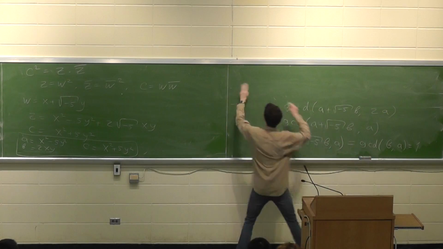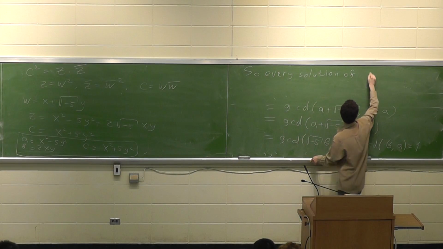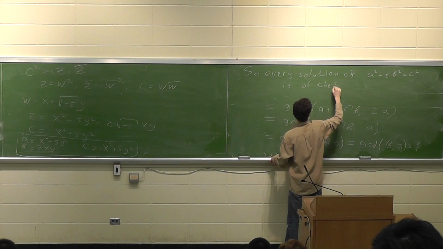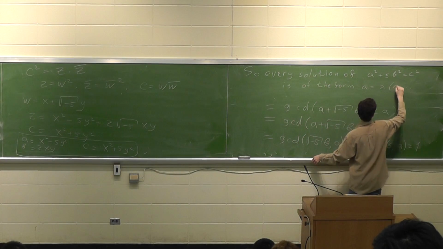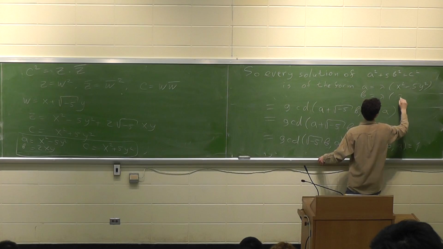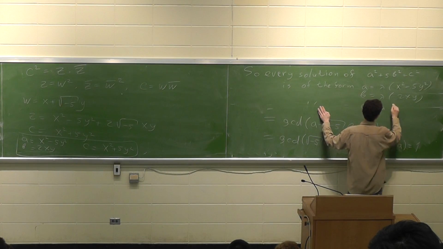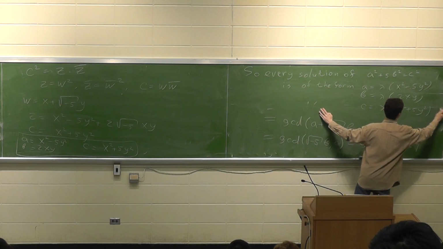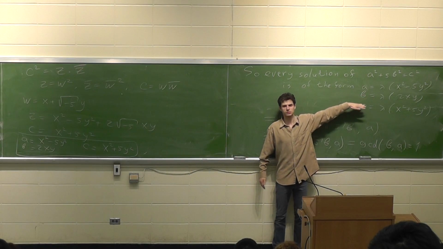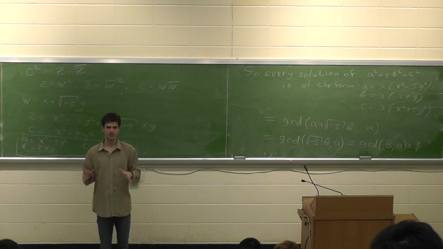So every solution of A squared plus 5B squared equals C squared is of the form: A is lambda times x squared minus 5y squared. B is lambda times 2xy. And C is lambda times x squared plus 5y squared. And what's funny here is, well, first of all, these things, whatever x, y are, and whatever lambda is, they are solutions of the original equation. If you just try to plug them in, they are solutions.